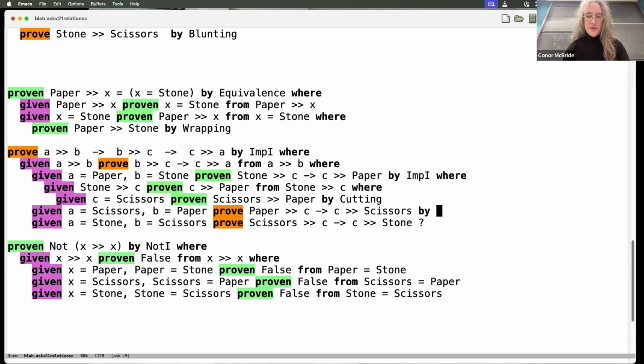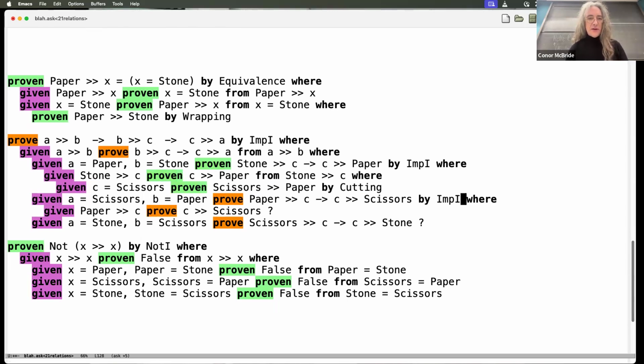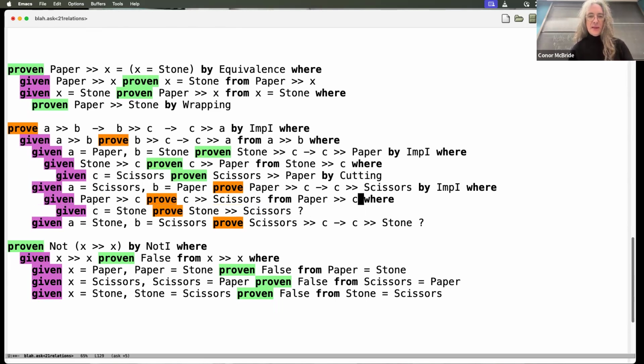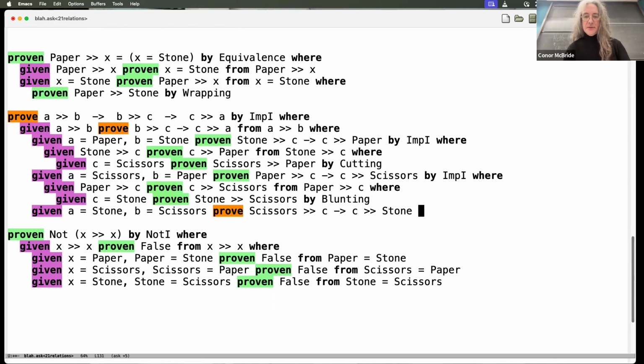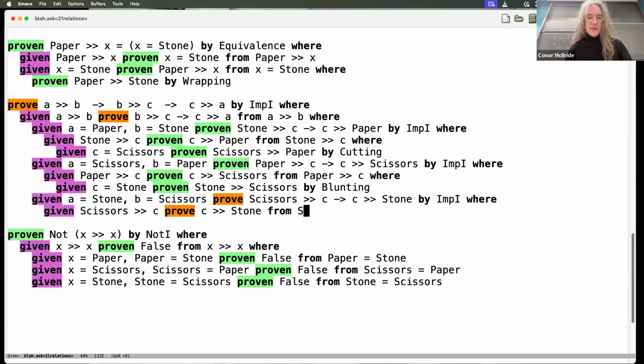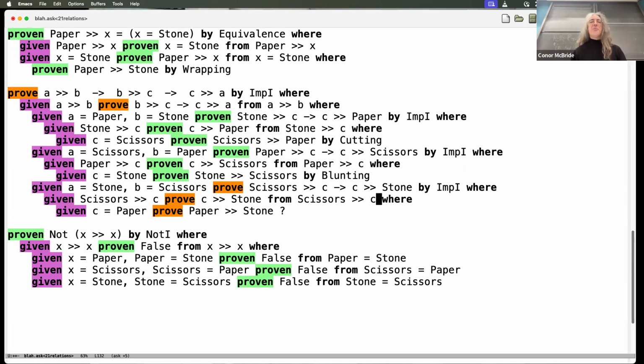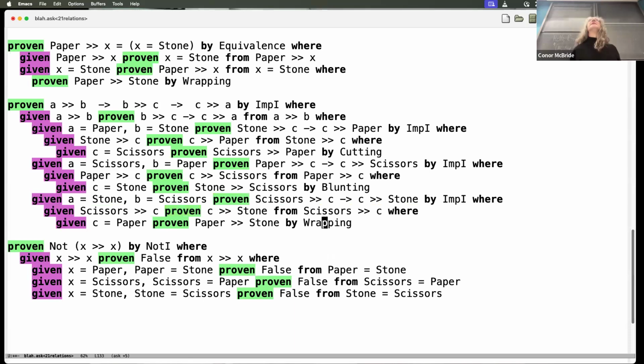Okay. By implication introduction again. And then from paper beats C. And that means C must have been stone. In which case, the goal is true by blunting. And then same again. From scissors beats C. C has to be paper. Paper beats stone by wrapping. Okay. So there we are.